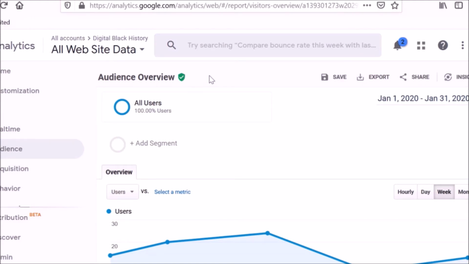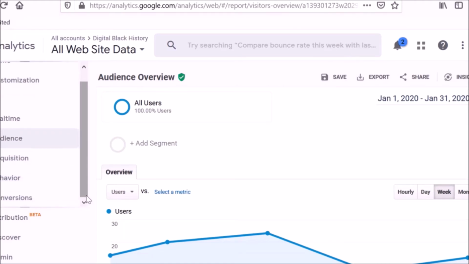To reach those reports, you go over here on the left under Reports, and you can find the different sections. So here's Real-Time, Audience, which is what I'm currently on, Acquisition, which gives you information about how people are getting to your website, Behavior, which gives you information about what people are doing once they've gotten onto your website. And then there are also conversion reports, which I'm not really going to go into.